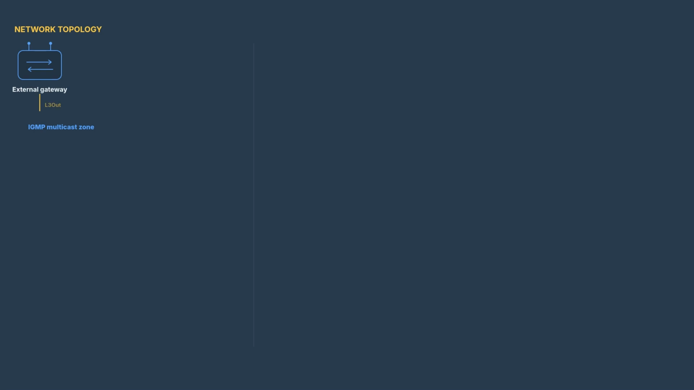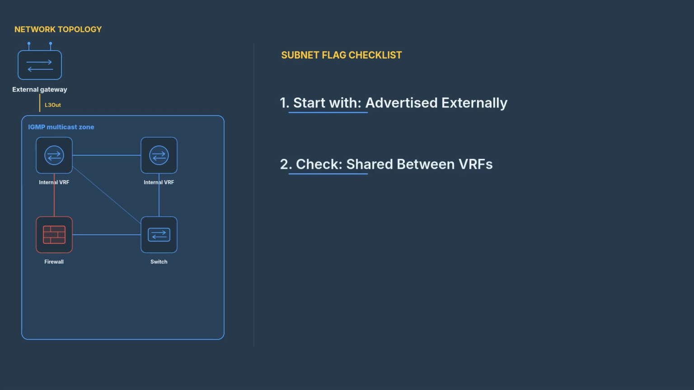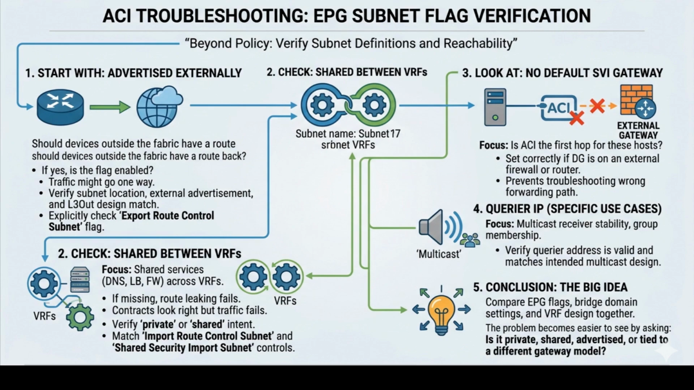Once endpoint learning checks out, EPG subnet flags can change the outcome. In Cisco ACI, reachability relies on the subnet definition on the EPG or bridge domain and how the fabric handles it: locally, externally, shared, or with a gateway. When traffic fails, check the subnet configuration and flag. Start with advertised externally. Ask if devices outside the fabric need a route to this subnet. If yes, and the flag is missing, verify subnet attachment, enable external advertisement, and ensure the L3 out design matches. Check the export route control subnet flag to push the prefix outbound.